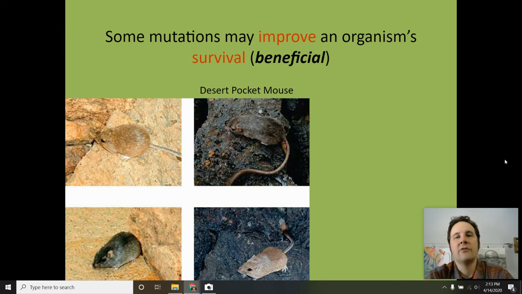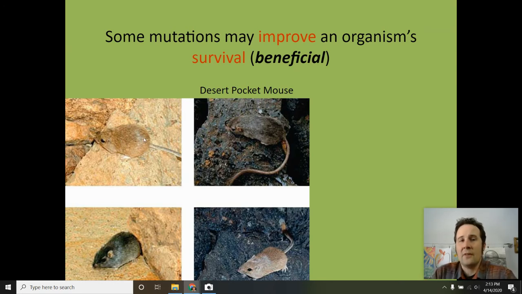So I just said that mutations will most often have a negative effect, but sometimes those mutations actually improve an organism's ability to survive and make babies. What we call that is a beneficial mutation. And if you look here, we have the rock pocket mouse. I'm actually going to put the link for this. You'll see this later, so take a look out for this.